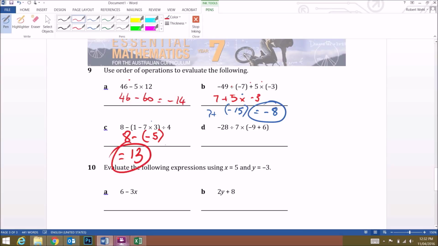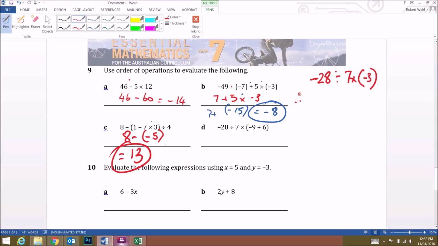13 is your answer. This one here, we'll set this out properly. So we need to do the brackets first. Once we do the brackets, which is -9 plus 6, we're left with negative 3.